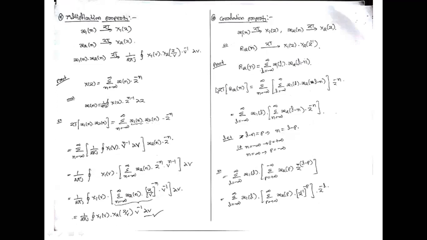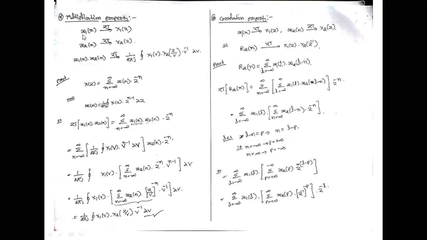Next, the multiplication property: multiplication in the time domain. In the Fourier transformation, the Laplace transformation and the Fourier series, multiplication in the time domain gives convolution in the frequency domain. But in the Z transformation, it is not a convolution in the Z domain, my dear students. Got it? This is somewhat a different property in the Z transformation.